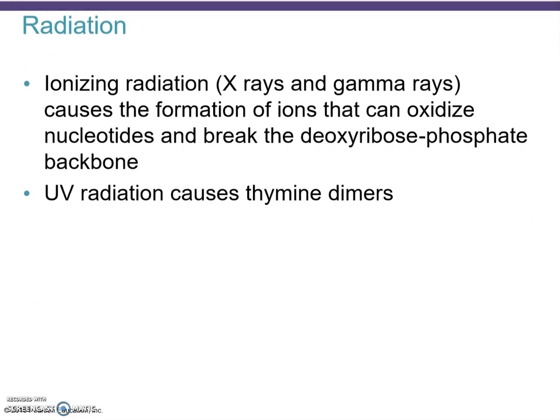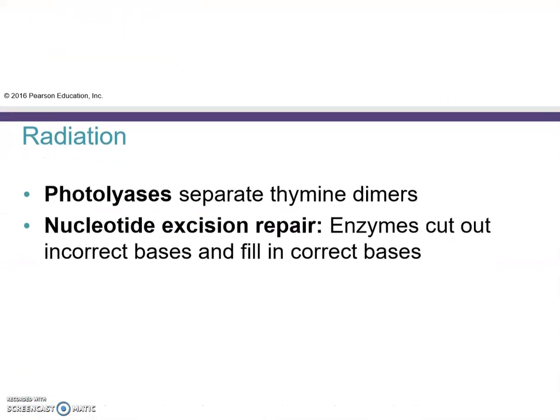Radiation is known to cause changes to the DNA, and especially ionizing radiation. So that would be X-rays, gamma rays. They basically oxidize nucleotides, and they can break the backbone of the DNA. And also UV radiation, as in intense sunlight, can cause thymine dimers. And so let's take a look at this.